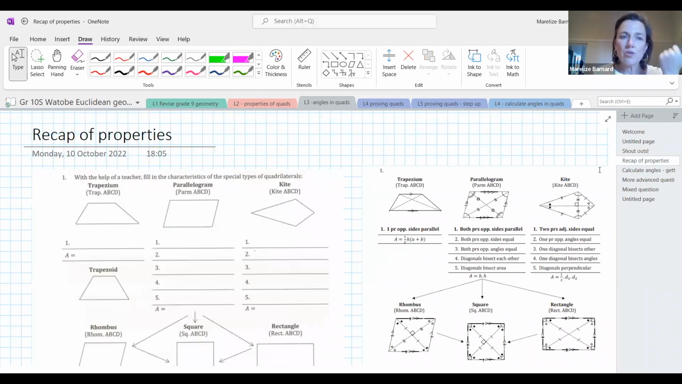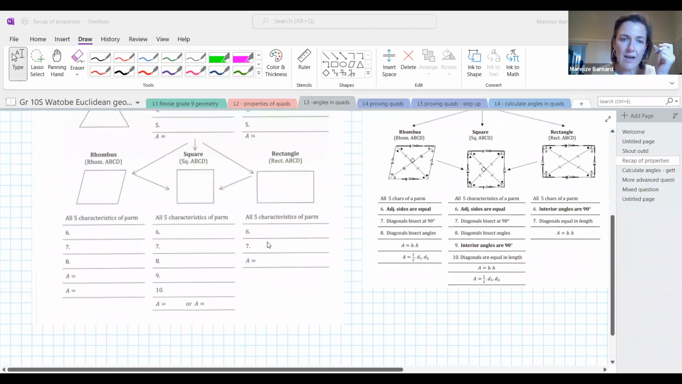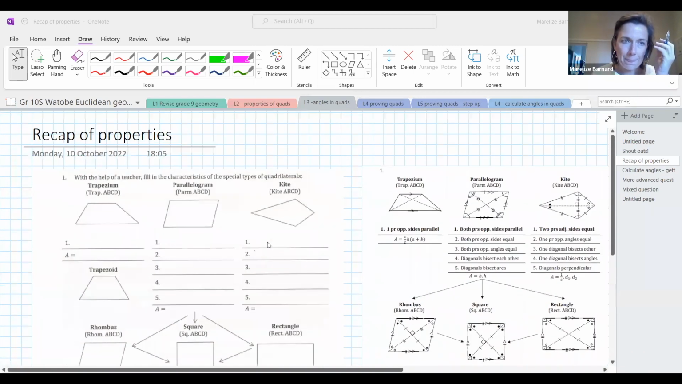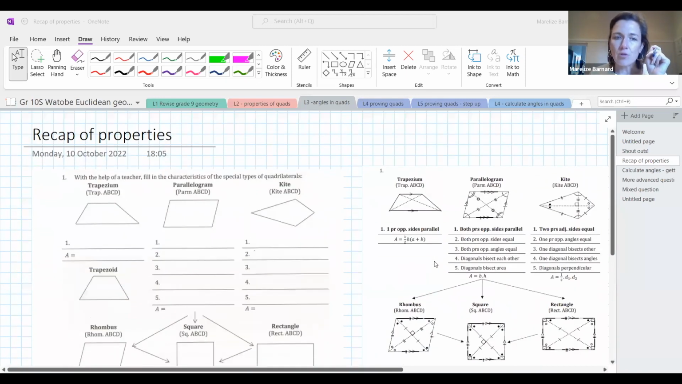Now, on Thursday, we looked at the properties of quadrilaterals, and I sent you away and I said, try and complete this diagram. And let me just close that. There's so many things open here on my computer. And I thought I'd quickly run through them with you.